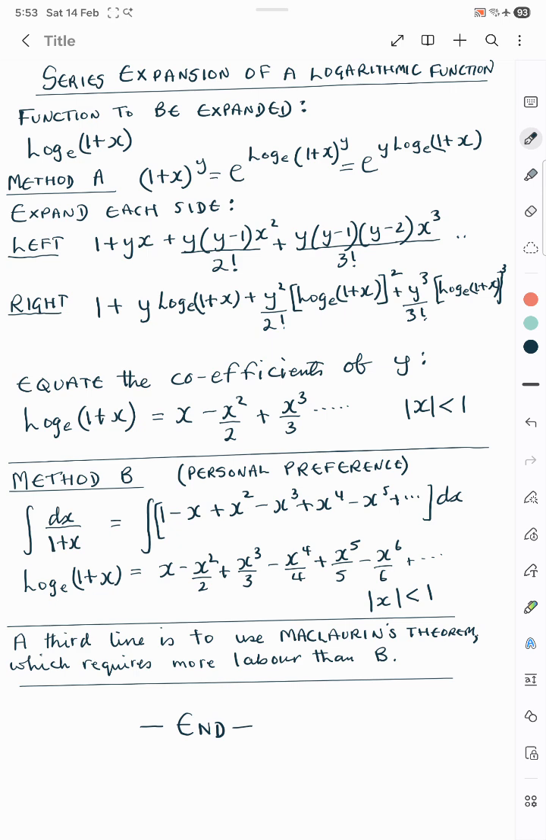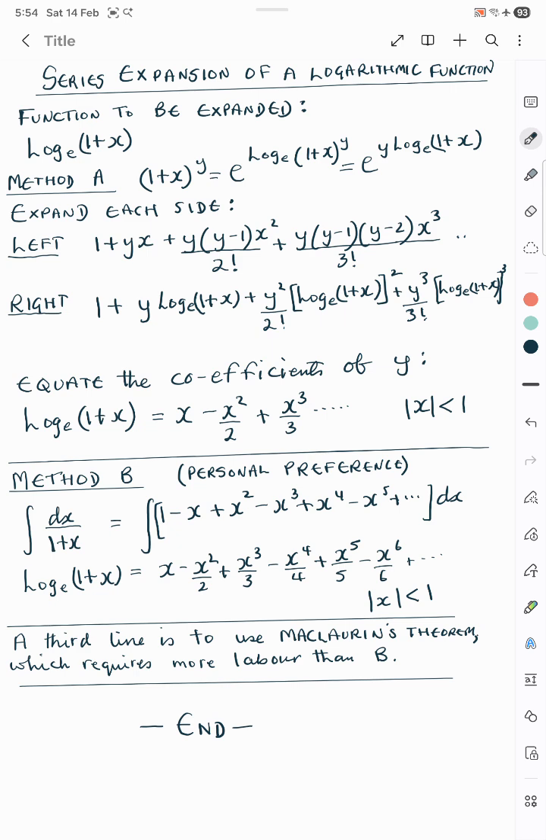And then all we have to do is work out the integrals. Well, the left-hand side will be log to base e of (1 plus x). The right-hand side will be x minus x squared over 2 plus x cubed over 3 minus x to the fourth over 4 plus x to the fifth over 5, and so on and so on and so on. So there we have our series.